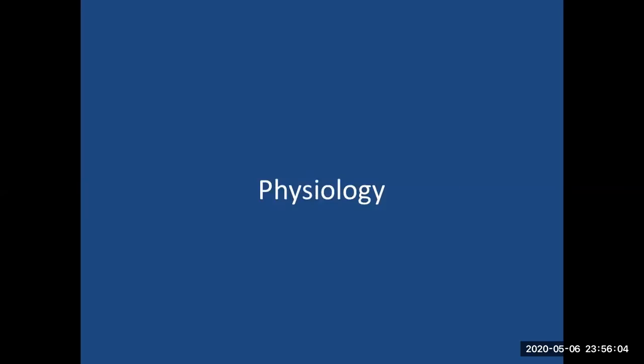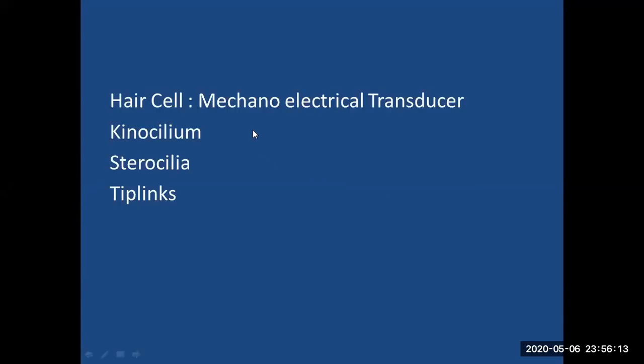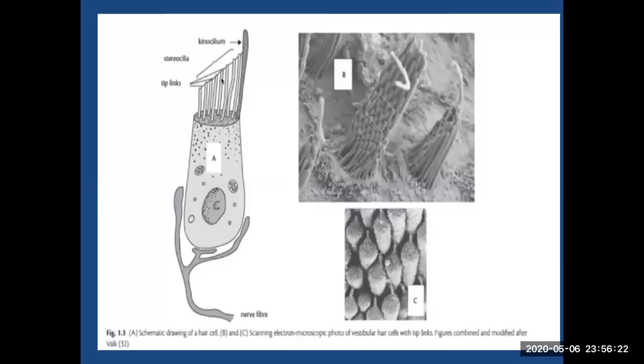Another very important topic, which covers the vestibular aspect, is the physiology. In the physiological part, the hair cells are nothing but mechanoelectrical transducers. The hair cells contain the kinocilium, stereocilia, and tip links. In this image, the tallest structure is the kinocilium, and the smallest structures are the stereocilia. And the small structures further along, which are voltage-gated potassium channels, are the tip links.